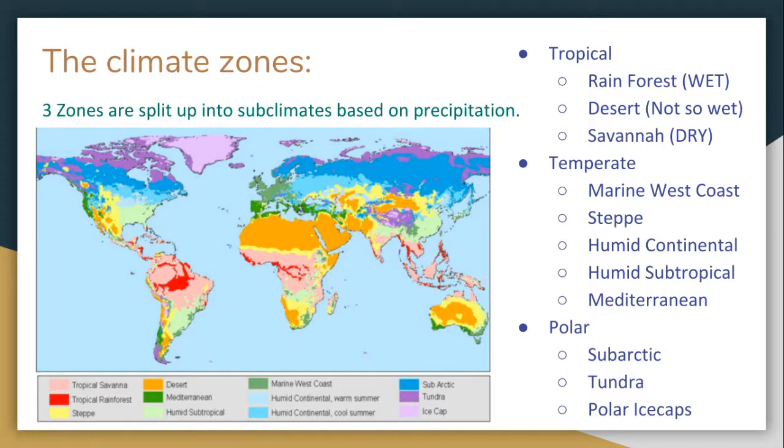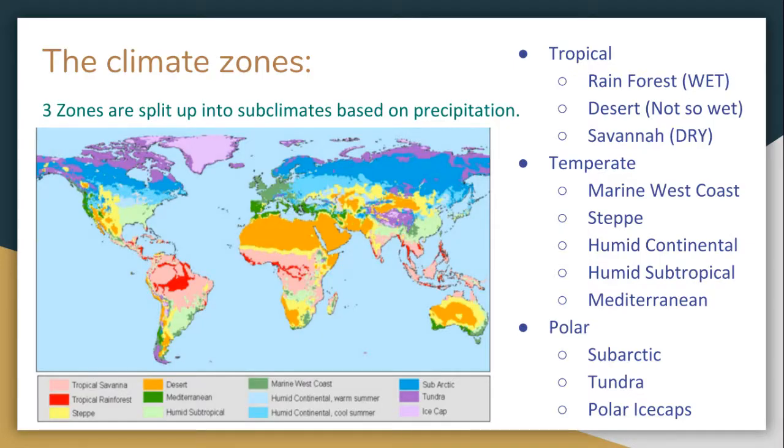So, for example, the tropical climate, there's three types of tropical climates. We have rainforest, which is very wet, the desert, which isn't quite so wet, and the savanna, which is extremely dry. In the temperate zone, we have a lot more. We have the marine west coast, the steppe, the humid continental, the humid subtropical, the Mediterranean. And we could research how much precipitation that means for each of those.